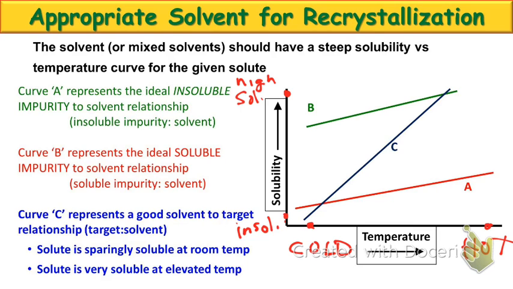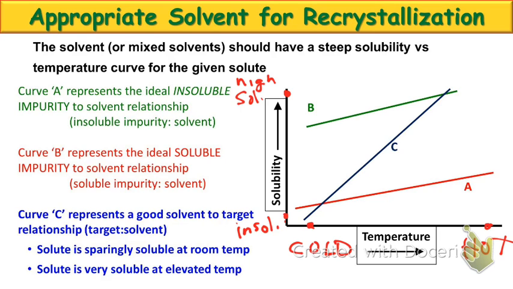Okay. Curve A is the red curve. That represents what? Oh, it wasn't that funny. Give me a break. Okay. Curve A. So that's our red curve down at the bottom. What can you tell me about that line? It's insoluble. What happens when I heat it up? It stays relatively insoluble. So curve A represents our ideal insoluble impurity. Okay, we want to call it ideal because we want it to stay insoluble.